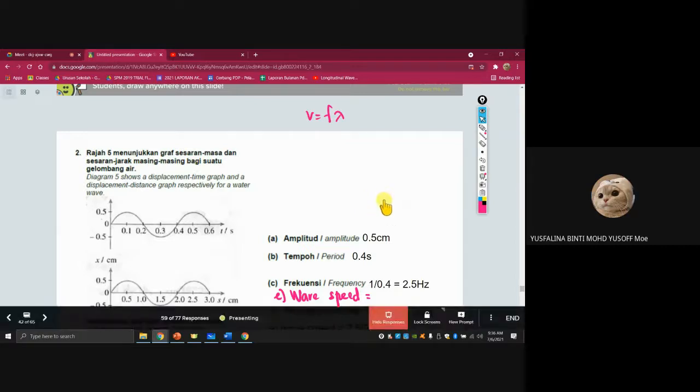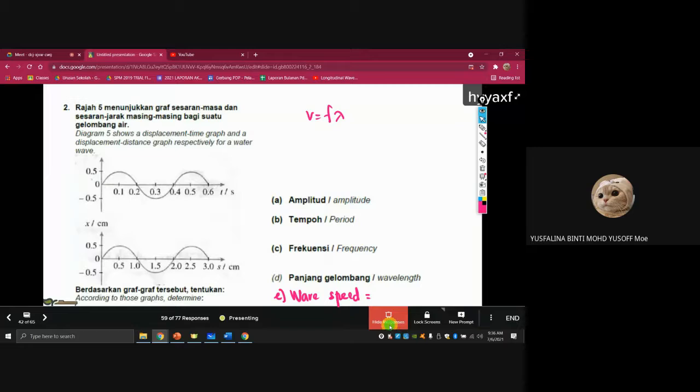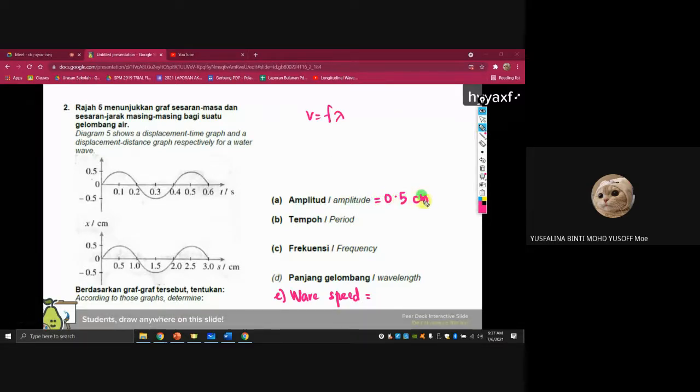Okay, so let's try to see the answer. For the amplitude, the amplitude is 0.5 cm. How about the period? For the period, you have to use this graph because it's displacement against time. We take two semicircle here, so the period is 0.4. For the frequency, F is equal to 1 over T, right? So 1 divided by 0.4, you will get 2.5 hertz.